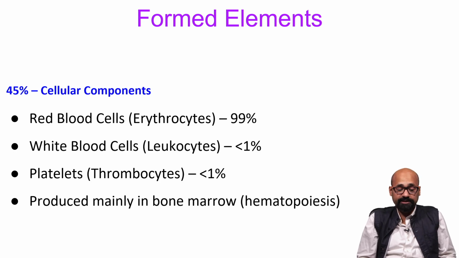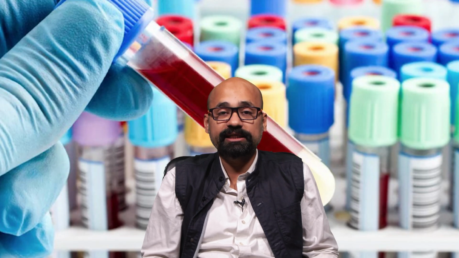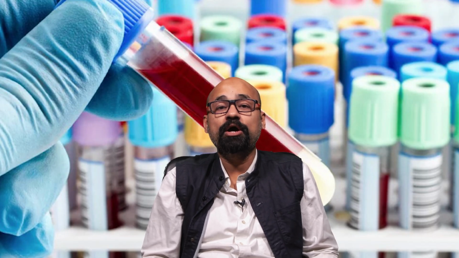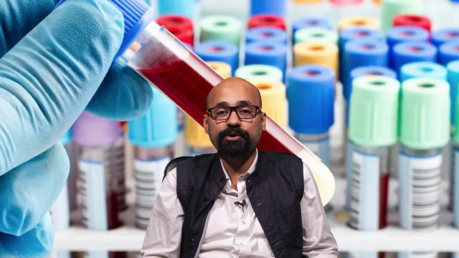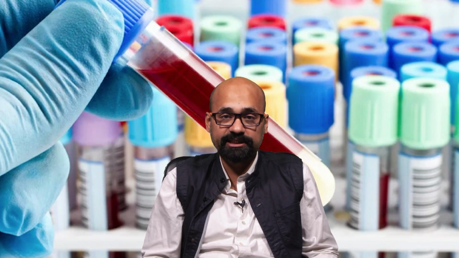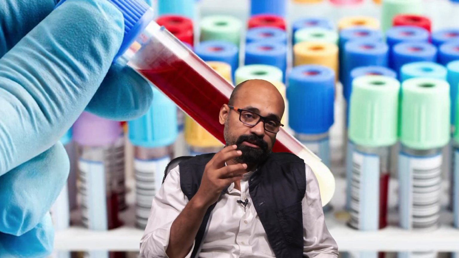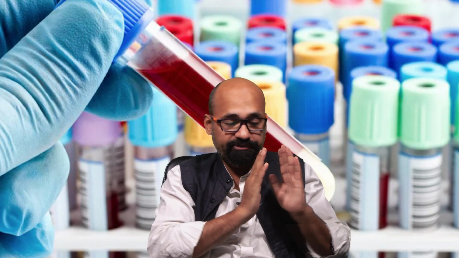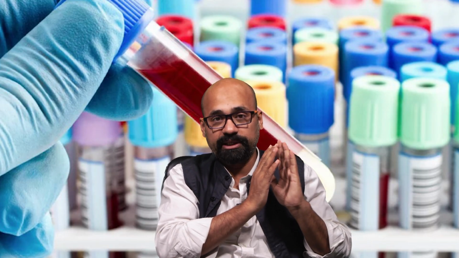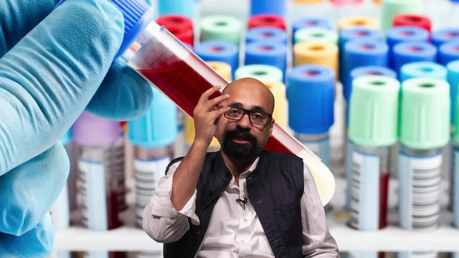What are the formed elements? The cellular components, almost 45%, are the red blood cells, the erythrocytes, which are 99% of them. White blood cells are less than 1%, we call them leukocytes, then there are platelets, called thrombocytes, and these cells are produced majorly in the bone marrow. We have already discussed that the single type of cell which leads to all the different kinds of cellular components of the blood, RBC, WBC, platelets, is called the stem cell.